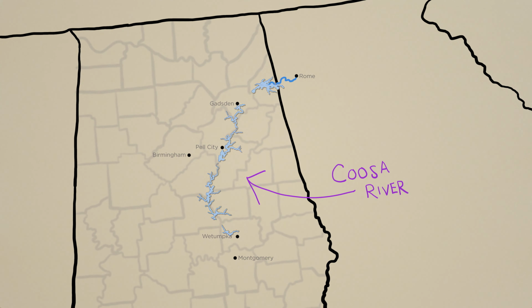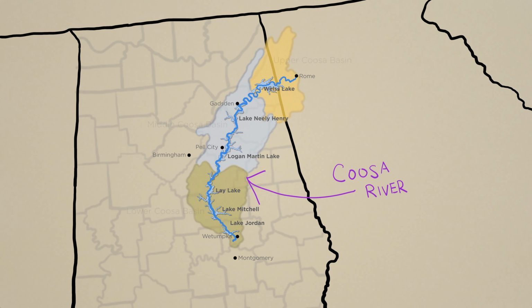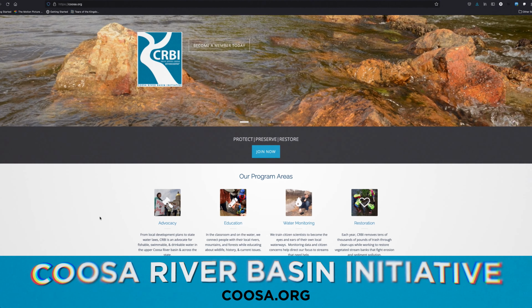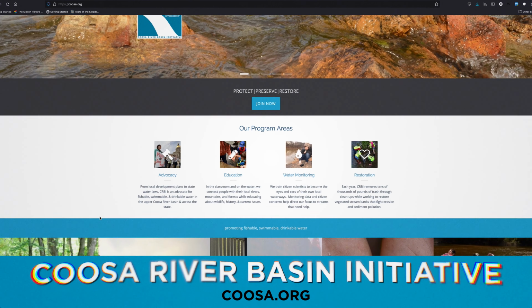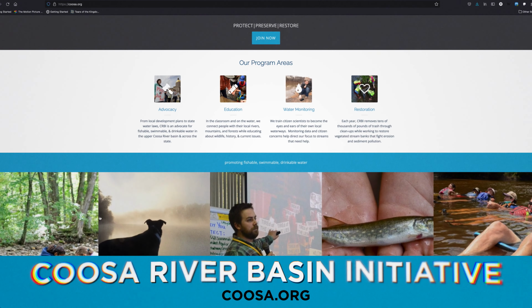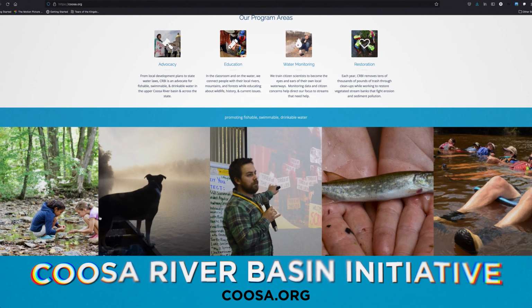Leaving Rome, Georgia, the Coosa flows across the Alabama-Georgia state line and begins a series of lakes due to hydroelectric dams, starting with Weiss Lake, the crappie capital of the world. The Upper Coosa River Basin is under the jurisdiction of our partners at the Coosa River Basin Initiative, so y'all go check them out at coosa.org.